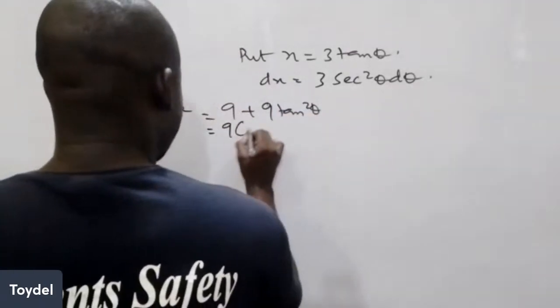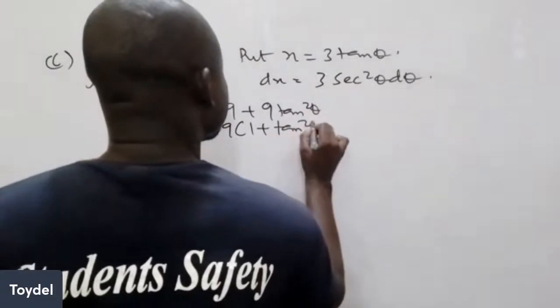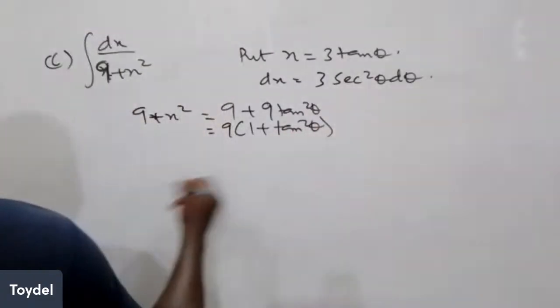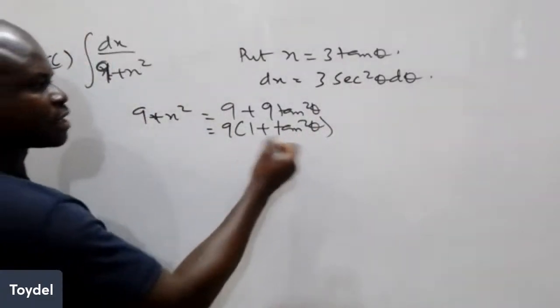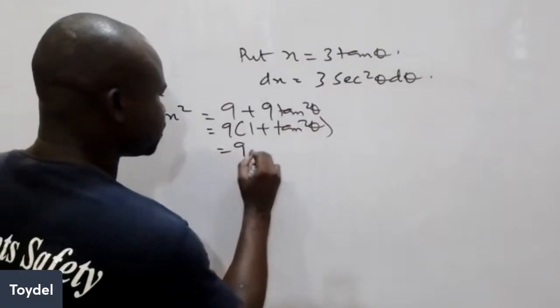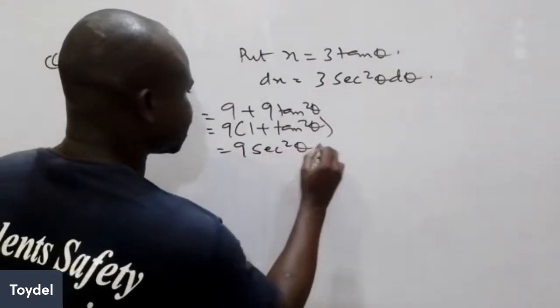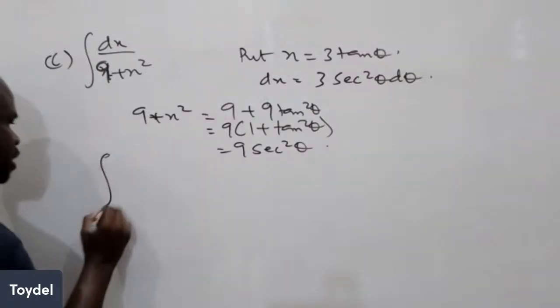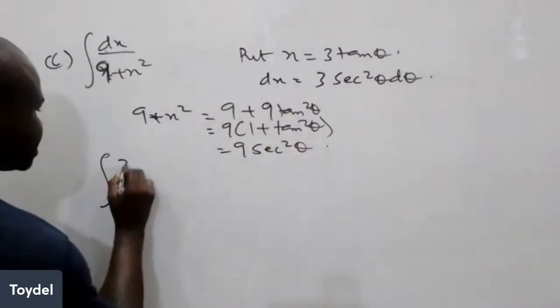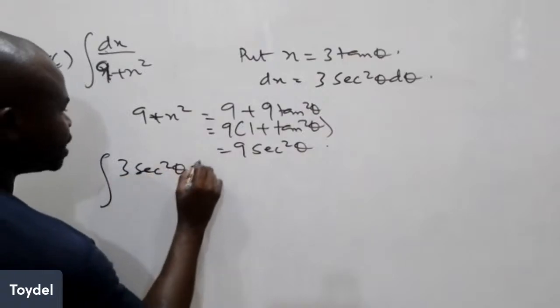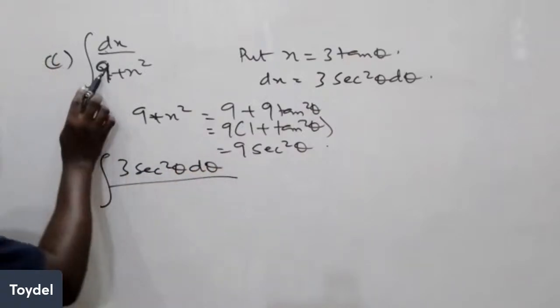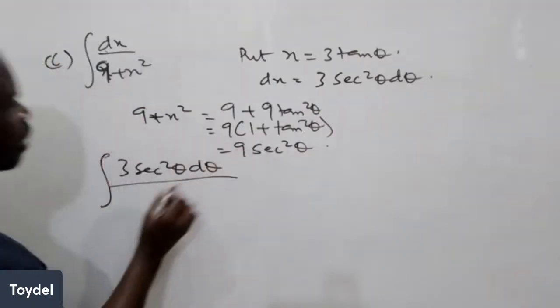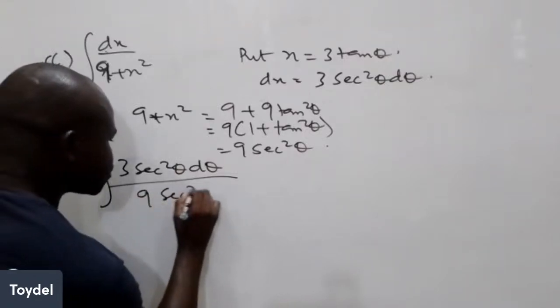We can bring out 9 to have 1 plus tan square theta. Of course, from the fundamental identity, 1 plus tan square theta gives us sec square theta. So I'm going to have 9 sec square theta. If I substitute all this back into the given question, which is integral, what is dx? dx is 3 sec square theta d theta all over 9 plus x squared, and 9 plus x squared we have gotten to be 9 sec square theta.